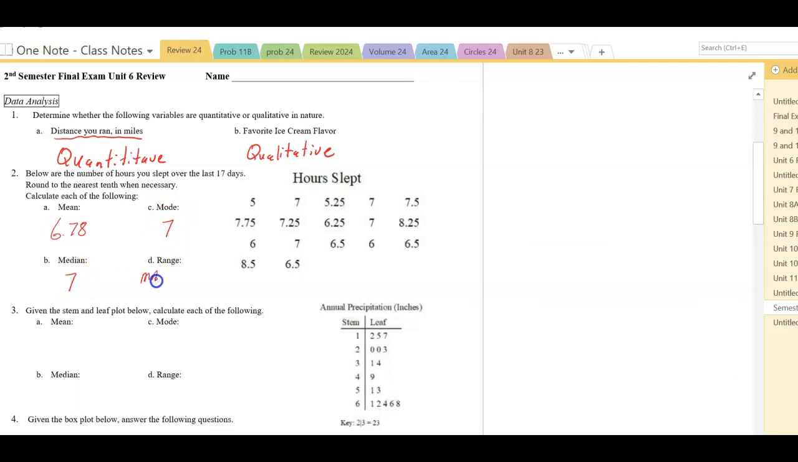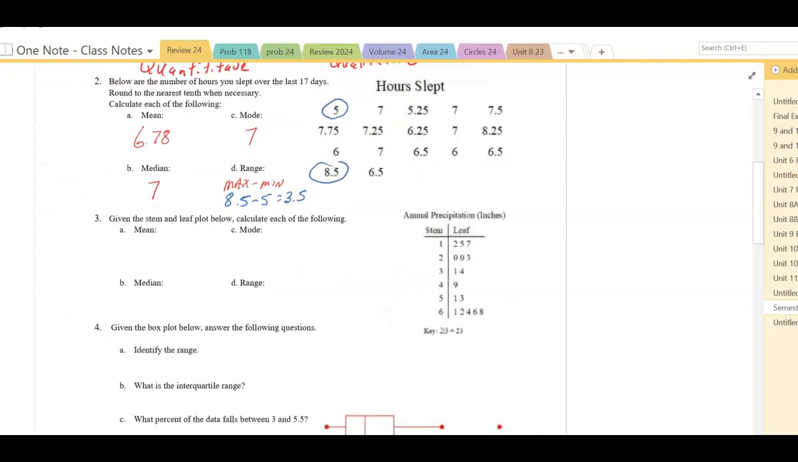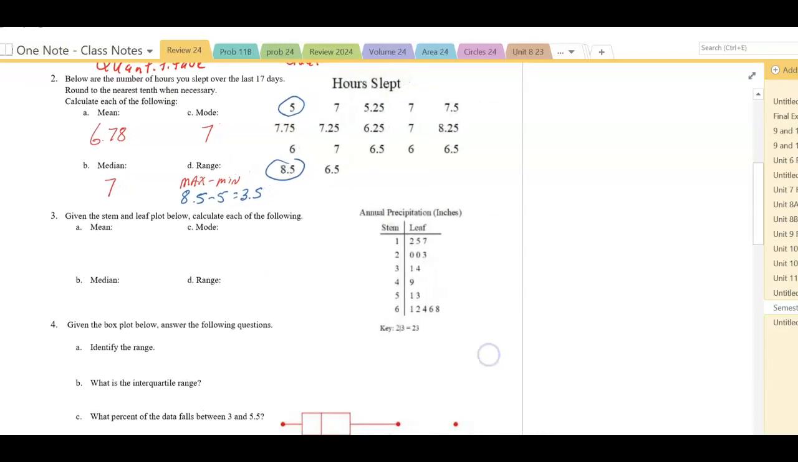And the range is the max minus the min. So the maximum value is 8.25, it looks like. Oops, excuse me. No, the maximum is 8.5. The minimum value looks like it is 5, so the range is 3.5. If we look at problem number 3, we could again use the calculator and type in the data.